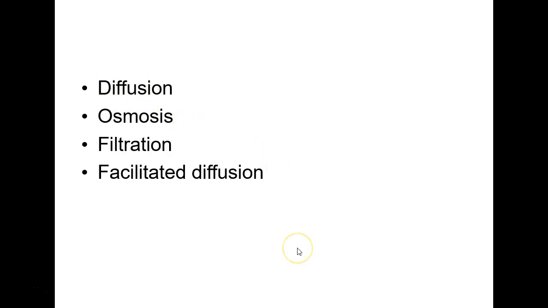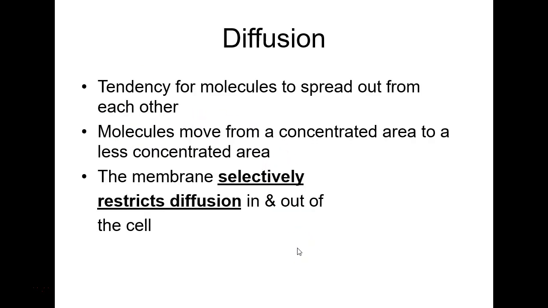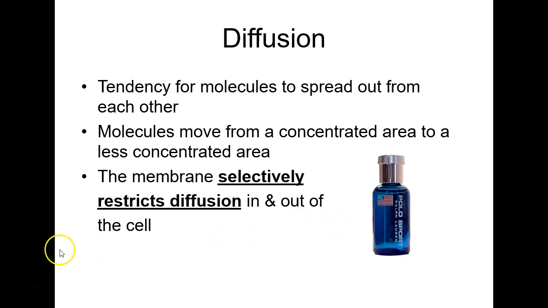So diffusion, like we said, is the tendency for molecules to spread out from each other. So the molecules can move from a concentrated area to a less concentrated area. For instance, if you sprayed perfume at the front of the room, eventually the molecules would bounce around, and somebody at the back of the room would be able to smell it. So it diffused across that room from a high concentration of perfume to where it was low.